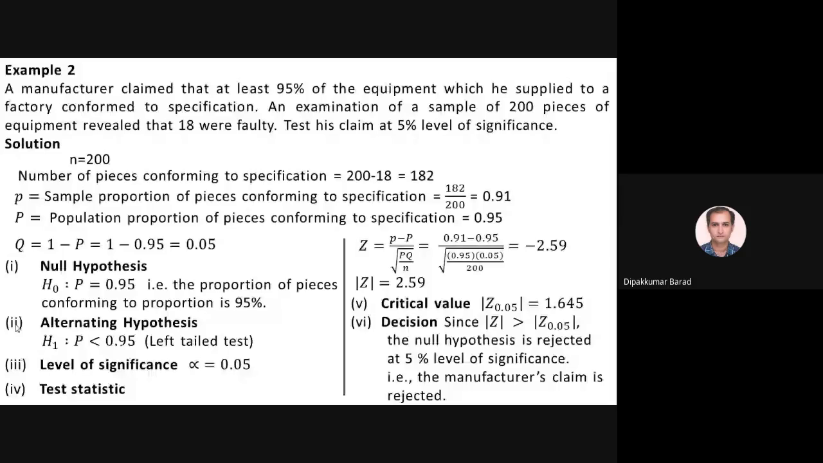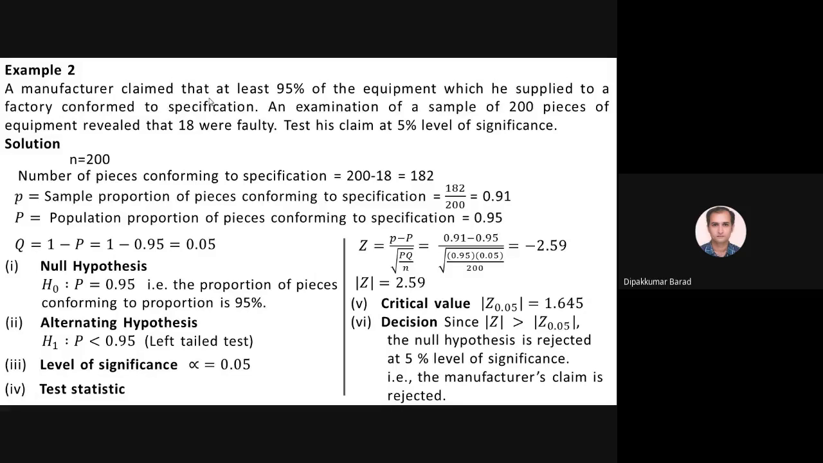Yeah, I'm repeating right now. The alternative hypothesis is P less than 0.95. In the question, you are given that a manufacturer claims that 95% of its product conforms to a specification, whatever specifications the manufacturer has decided. So whenever you are given a percentage, it means you have been given a proportion.